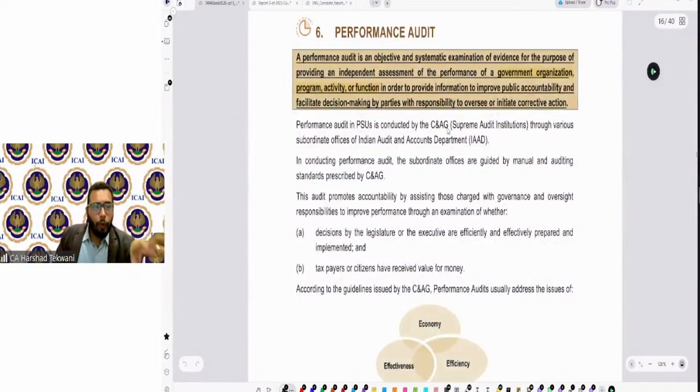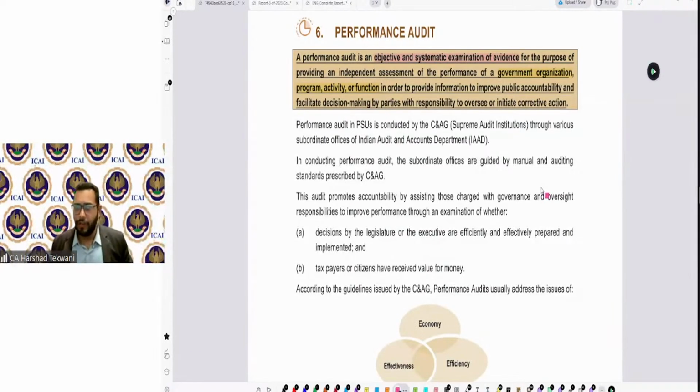Then in performance audit, what is done is objective and systematic examination of evidence. Okay, fine. In audit also, we do examination of evidence. Here also, we'll do examination of evidence. But why are we doing examination of evidence? We are doing it to provide an independent assessment of the performance and to provide information to improve public accountability, facilitate decision making, with responsibility to oversee initiative corrective actions.